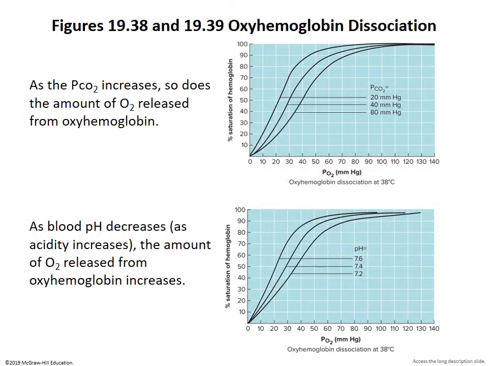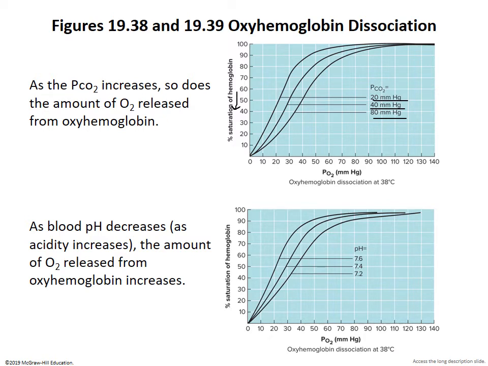These kind of show the saturation curves again. I'm not going to have these on the test. I'm not worried about them, but they're just showing you that as the partial pressure of carbon dioxide increases, I have a lower saturation level. That means that more oxygen's been released.